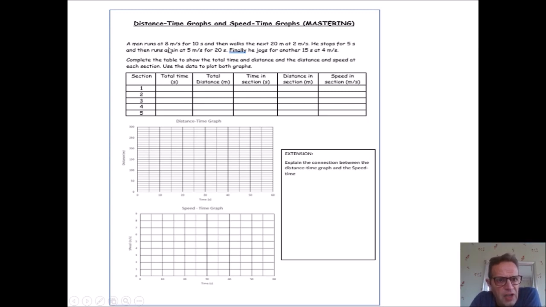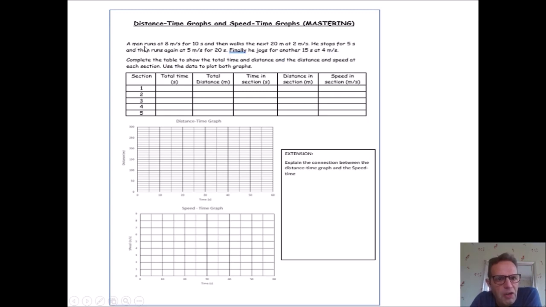A man runs at 8 metres per second for 10 seconds, then walks 20 metres at 2 metres per second, then stops for 5 seconds, then runs again at 5 metres per second for 20 seconds, and then jogs 15 metres at 4 metres per second. So lots of parts to this to complete.